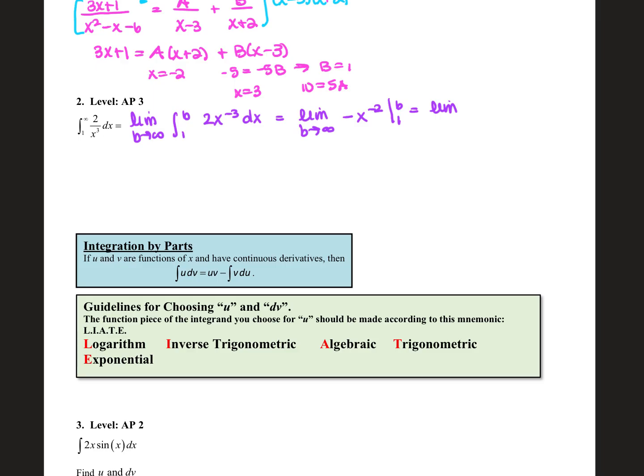And I'm going to move that back down to the bottom and then plug in our endpoints. So -1 over b squared plus 1 over 1 squared. As b goes to infinity, this piece is going to 0. So this whole thing goes to 1. So the integral is said to converge. So later on in the year, we turn this into the integral test, and this will say that this series would converge. But remember, the series sum is going to be slightly bigger than the value of the integral.